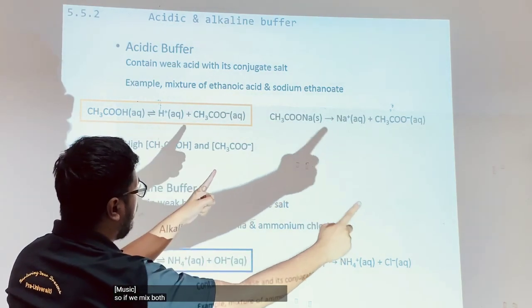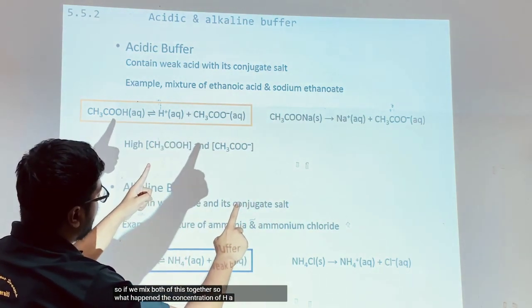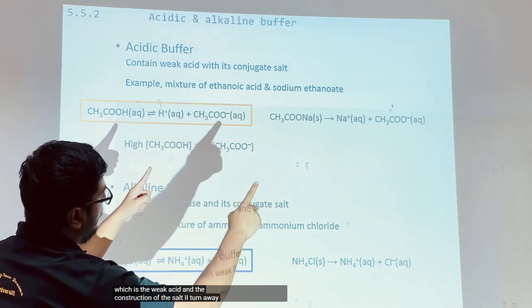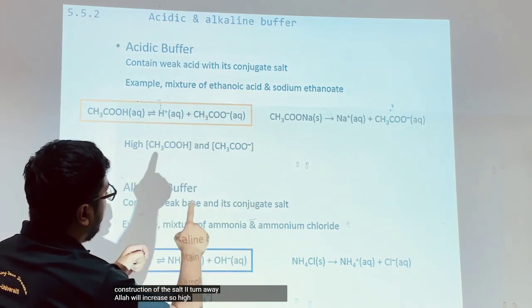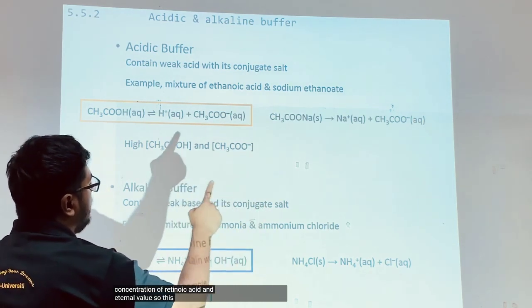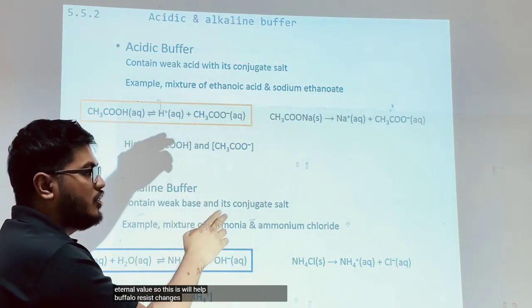So if we mix both of these together, so what happens? The concentration of HA, which is the weak acid, and the concentration of the salt, ethanoate ion, will increase. So high concentration of ethanoic acid and ethanoate ion. So this will help the buffer resist changes in pH.